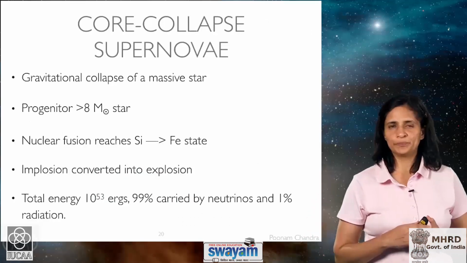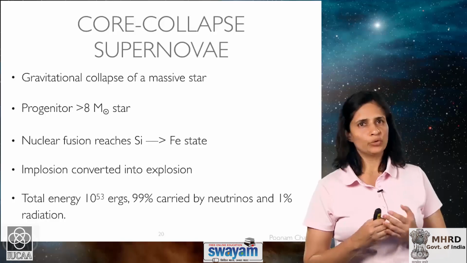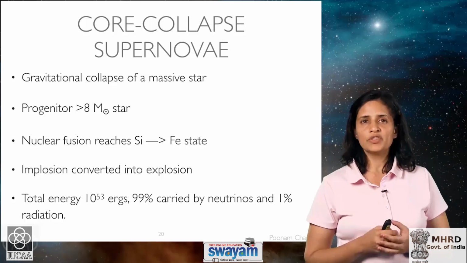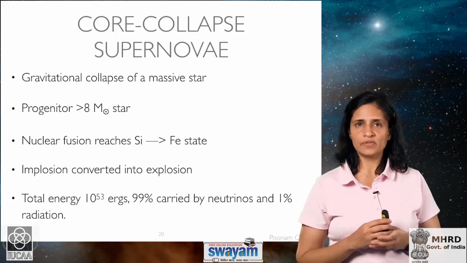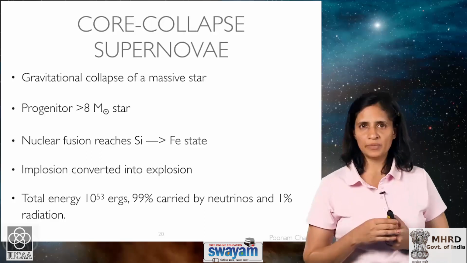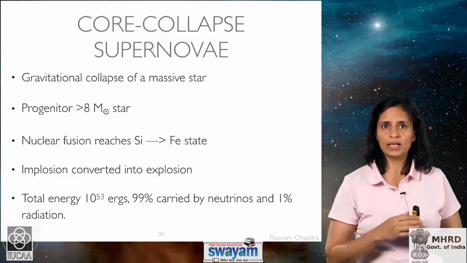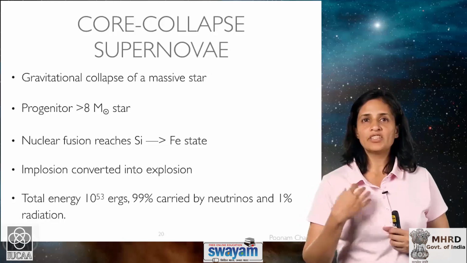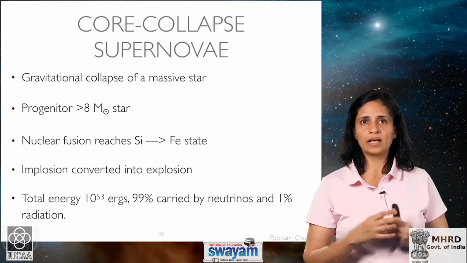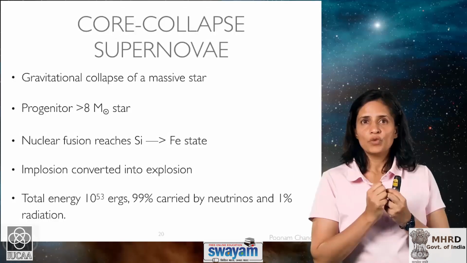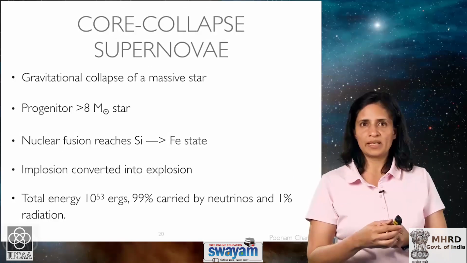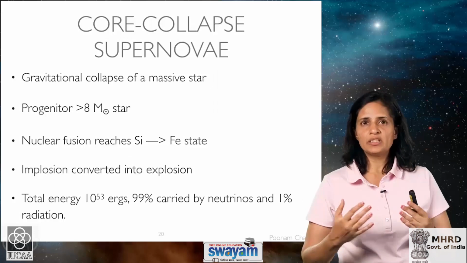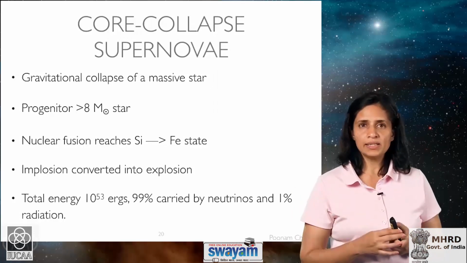So, core collapse supernovae. What are core collapse supernovae? These are the result of explosion of stars which are most likely heavier than 8 times the mass of the sun, and as I told you a minute back, they make iron at the core, and after that the implosion will turn into explosion. It will be a gravitational collapse of the massive star. Gravitational, because it is the gravity which is leading to the collapse of the massive star, and the gravitational potential energy is the one which comes out in this explosion, and this energy is huge.